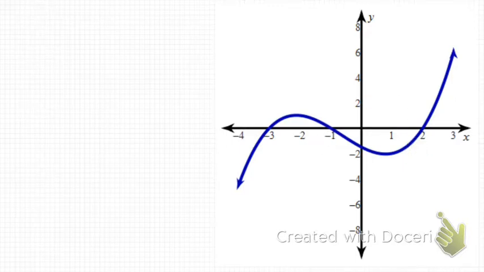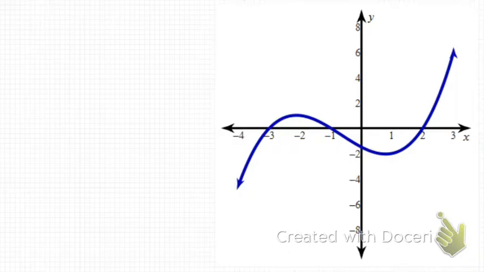How many x-intercepts are there in this function again? 3. So it's not linear. A linear function only has one x-intercept. It's not quadratic, because a quadratic function can only have 2 x-intercepts. So this one must be, do you know what it's called? Close. We call it a cubic function.